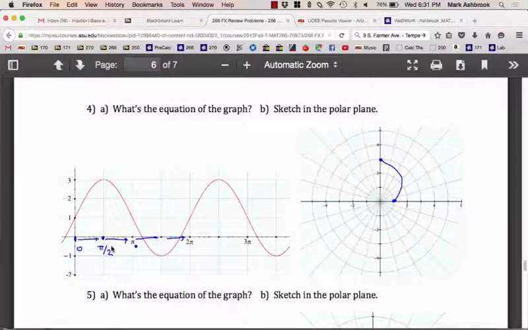And then from pi over 2 to pi, we're going to sweep around this quadrant, and r is going to go from what to what? 3 back to 1, kind of in a symmetric way. So it looks similar to what we just did.